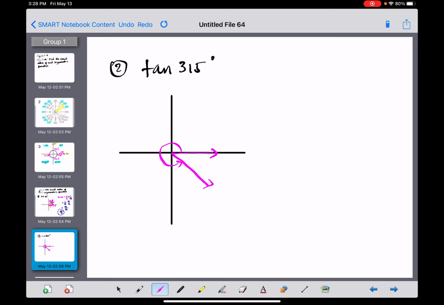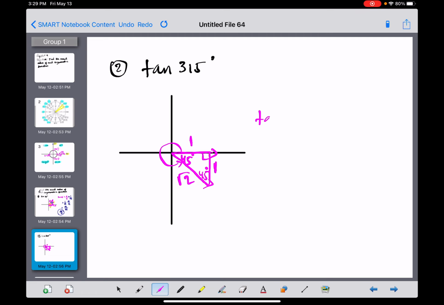Then step 2, we're going to make a triangle by connecting the terminal side to the x-axis. This right here is 45 degrees, and this is 45 degrees. Just like earlier, from here to here, it's 1. If that side is 1, this side has to be 1, and the hypotenuse is square root of 2. And that's always going to be the pattern, okay?